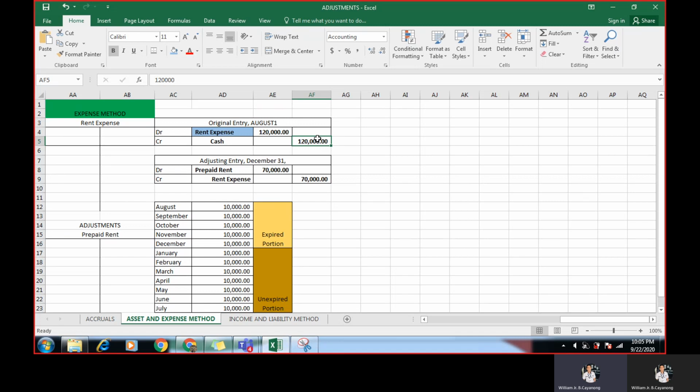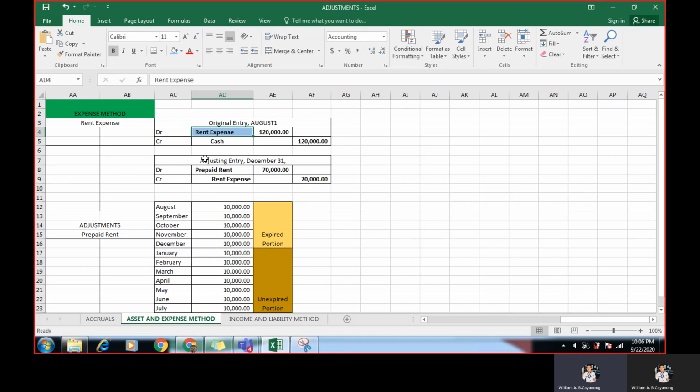Okay? So what about our adjusting entry on December 31? Take note, from August to December, we only consume 5 months, meaning 50,000 lang yung expired portion. The rest, 70,000 will be unexpired portion. Now, tingnan natin yung entry natin. Na-expense natin lahat. Now, magkano lang talaga yung tunay na expense? It's only 50,000. That is why we need to adjust. Now, itong lahat ng 120,000 is not an expense kasi may mga unexpired portion pa dyan.